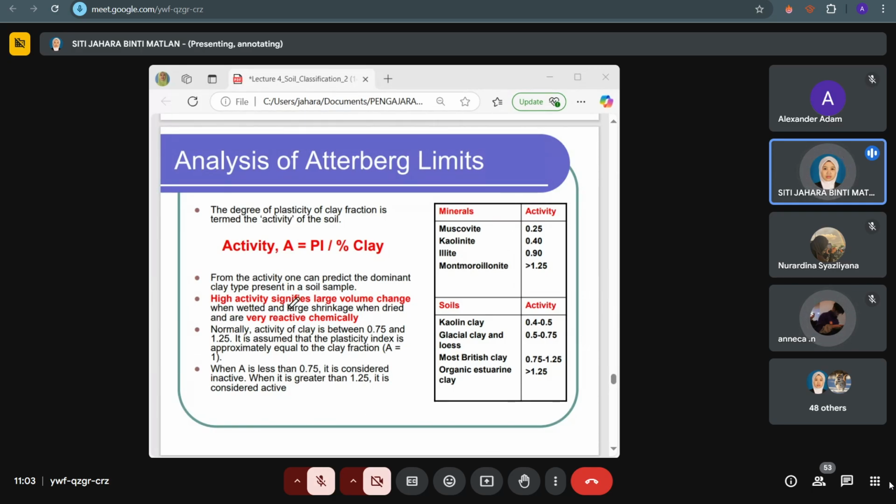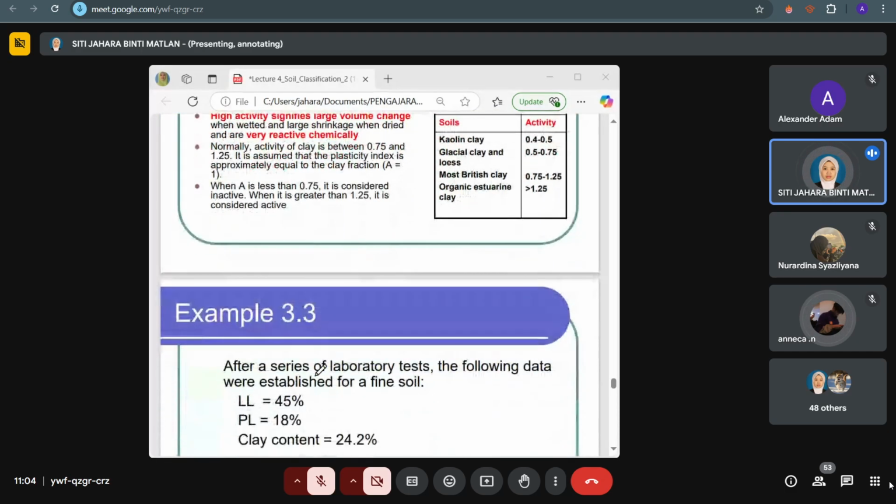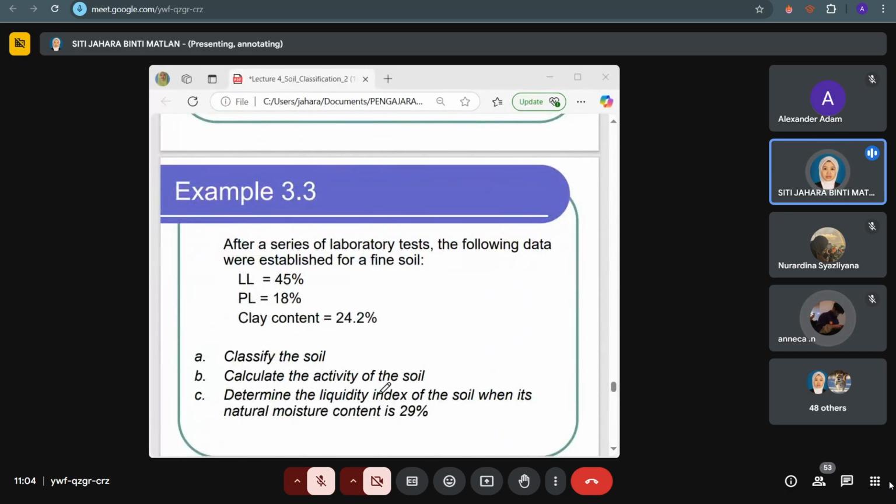As for clay, we know that clay is sometimes considered problematic in terms of soil behavior with varying moisture content. We have different behavior when there is more water and so on. So for the example, you can go through it later.